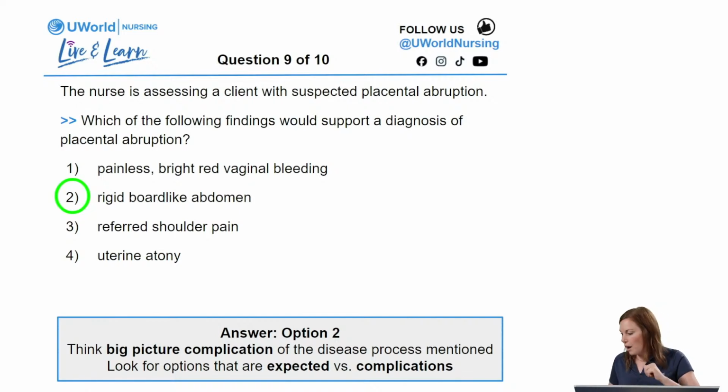All right, I'll walk through some of these a little bit more so you guys know, because I saw a lot of mixed answers. Option 1 is indicative of placenta previa, which is when the placenta is covering the cervix. Also an important thing to know, but this question is asking us about placental abruption. Option 3, referred shoulder pain, is typically associated with a ruptured ectopic pregnancy. And option 4, uterine atony, is a cause of postpartum hemorrhage, but again, not placental abruption.